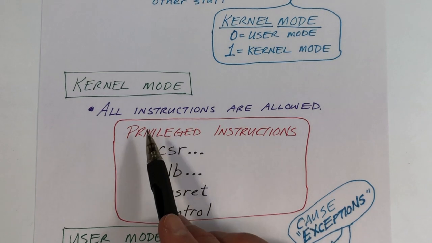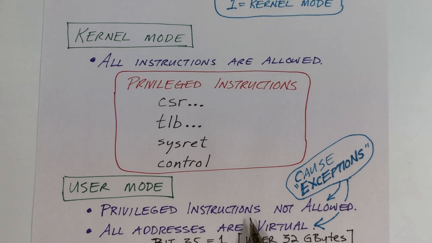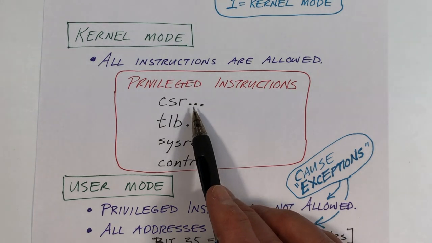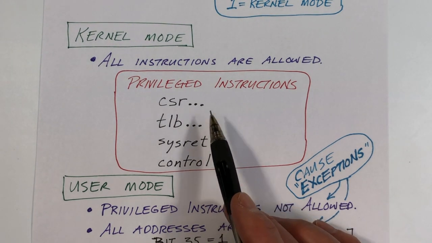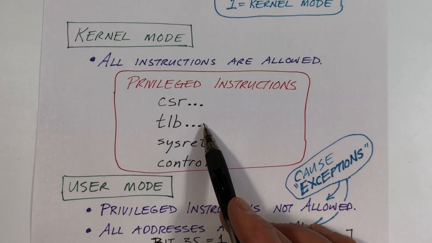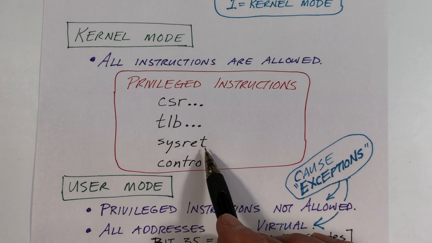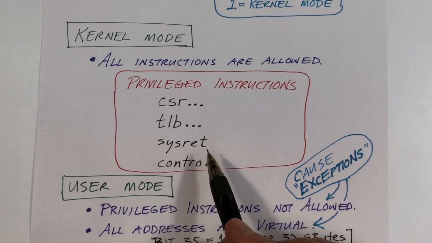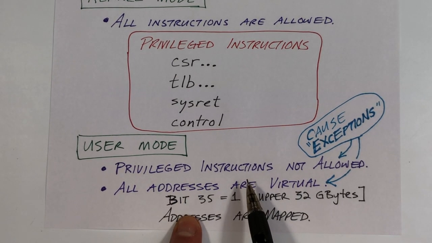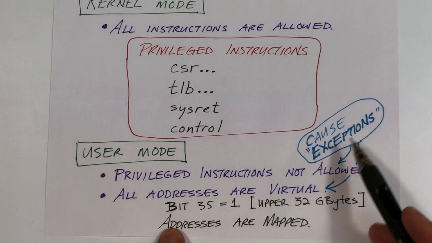In kernel mode, all instructions are allowed, whereas in user mode, privileged instructions are not allowed. So we have some instructions that are privileged, and these are the instructions that modify the control and status registers. We haven't yet talked about the TLB registers, but the instructions which modify the TLB registers are also privileged and protected. We also have a couple of others like the control and the system return instructions, which we'll discuss later. In user mode, these instructions cannot be executed. If the user mode program tries to execute one of these privileged instructions, an exception will be caused.